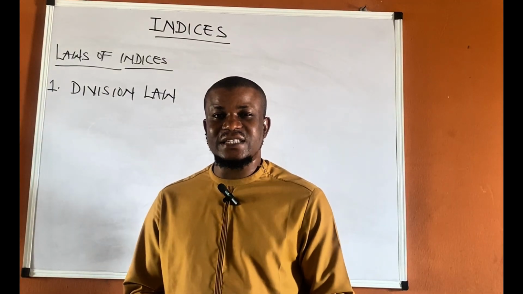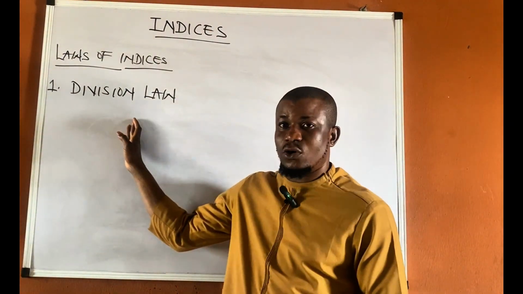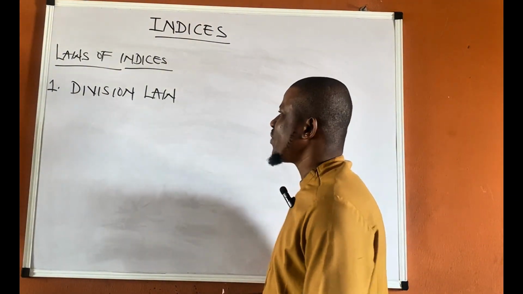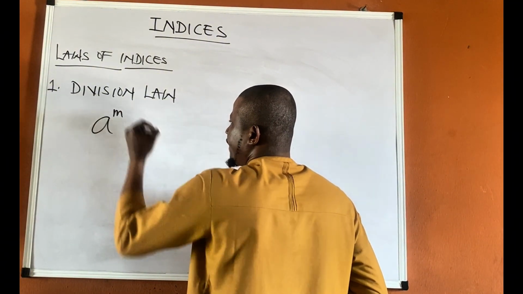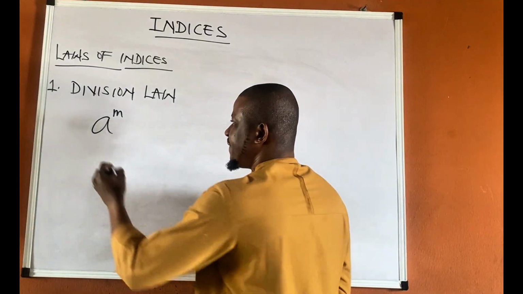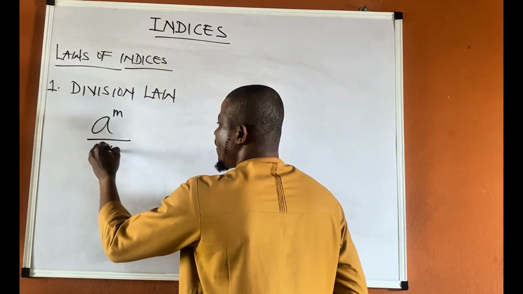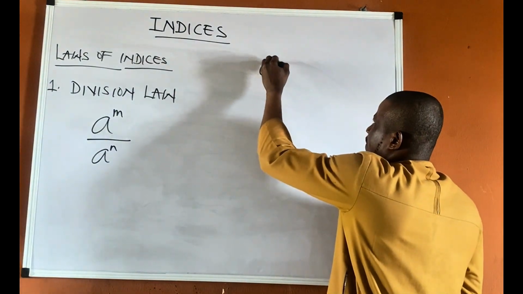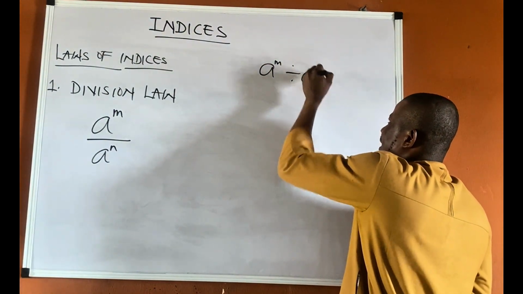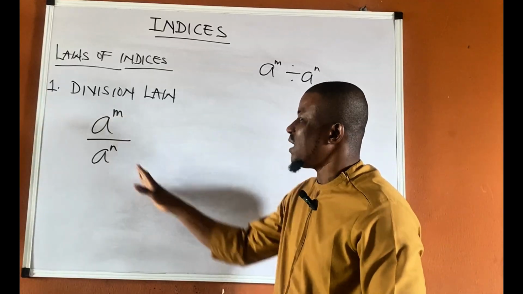The next law of indices we want to discuss is the division law of indices. Let's say we have an expression a to the power of m divided by a to the power of n. I can also write this as a to power m divided by a to power n. It's still the same thing. But let me just keep it this way.